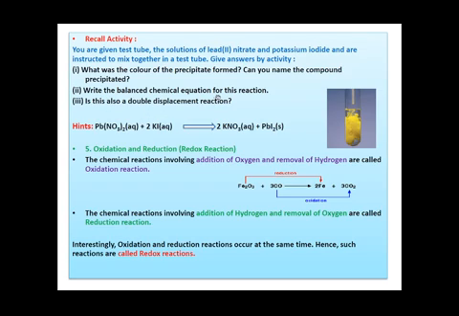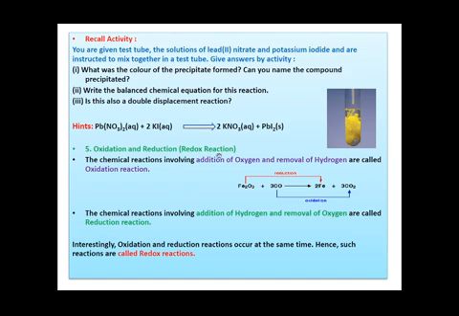Write the balanced chemical equation for this reaction. Here is the balanced chemical equation for the reaction, and as you can see, potassium is replacing lead from lead nitrate and lead is replacing potassium from potassium iodide. So it is an example of double displacement reaction.